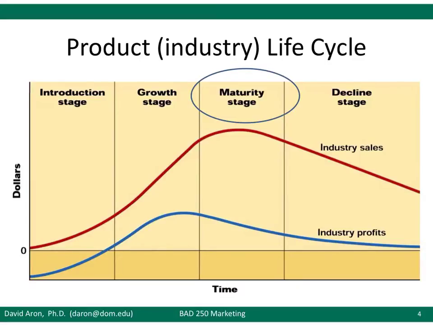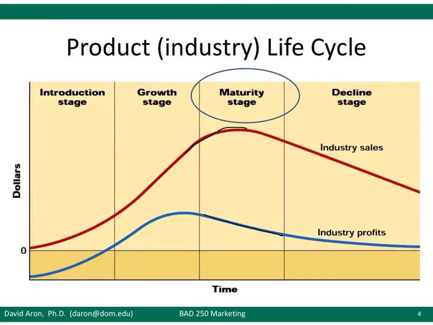Industry sales were climbing at an increasing rate. They continue to climb at a decreasing rate until they flatten out. They peak and they flatten out. Industry profits are already starting to decline. Here's what's going on during the maturity stage of a product, or in this case, of course, industry life cycle. Few, if any, new firms are going to enter the market, and any firms that do are basically replacing ones that have left the market.